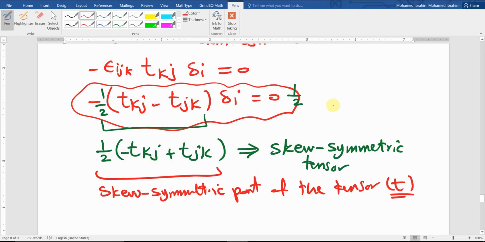So this should be the second equation, right? But in the expanded form. So according to the second equation, we're going to conclude that the skew symmetric part of the general tensor T should be 0. Very simple.